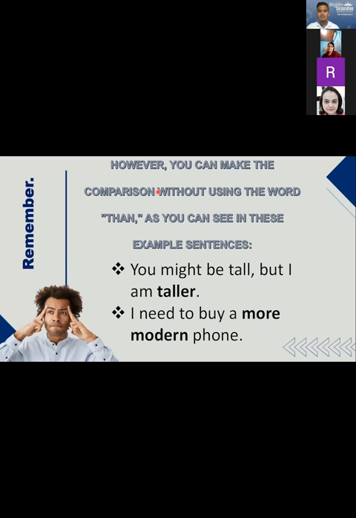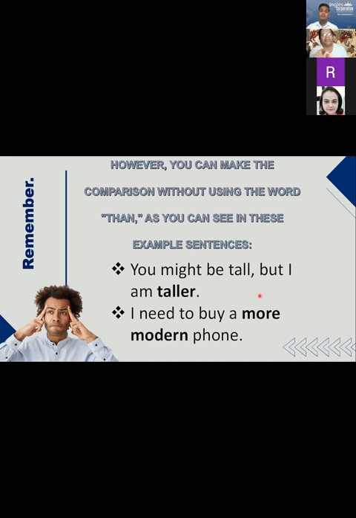So, in these sentences, the first sentence is, you might be tall. That comma lo divide, but the second sentence is, but I am taller. I'm taller. Is this correct? ¿Qué es lo que quiere decir por es correcto? The comma, as if the comma is parte de las dos oraciones.